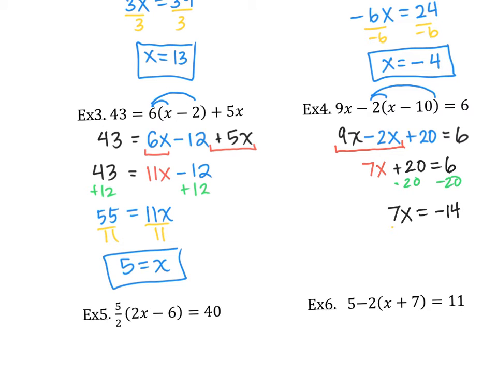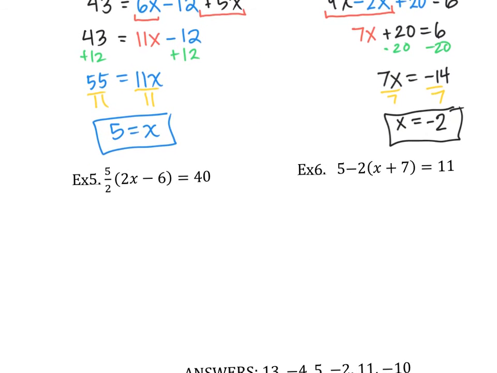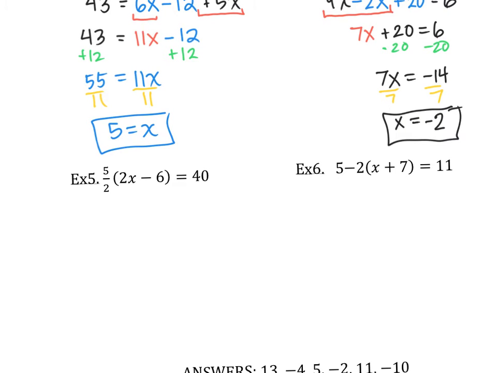Since it's 7 times x, I'm going to divide by 7. Okay, and since there's one negative on my fraction, I'm going to keep one negative on my answer. And then 14 divided by 7 is 2. Okay, and if it didn't divide, I would leave it as a fraction because, as you know, I do like fractions, which is why I'm giving you one on the next one. Okay, for example 5, I gave you a fraction.